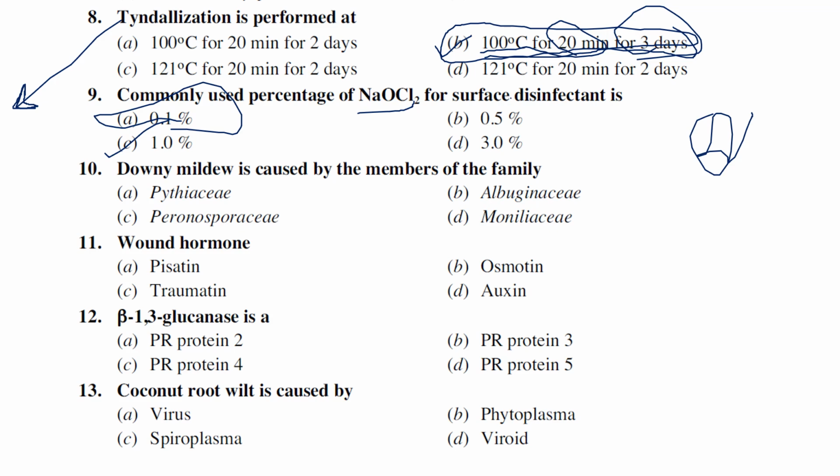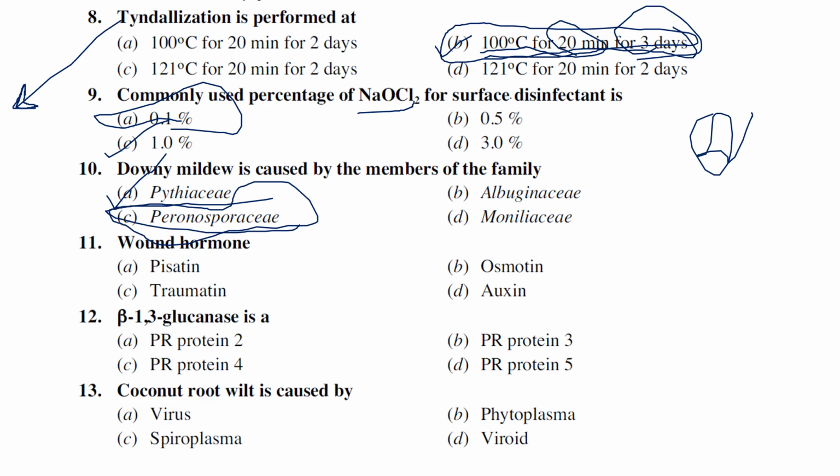Downy mildew is caused by members of the family? Which of the following families is responsible for downy mildew fungi? Pythiaceae, Albuginaceae, Peronosporaceae, Monilinaceae. Actually, before, downy mildews were classified under Pythiaceae. Now they are classified under Peronosporaceae. Okay, all downy mildew fungi are now classified under Peronosporaceae; before, they were under Pythiaceae.